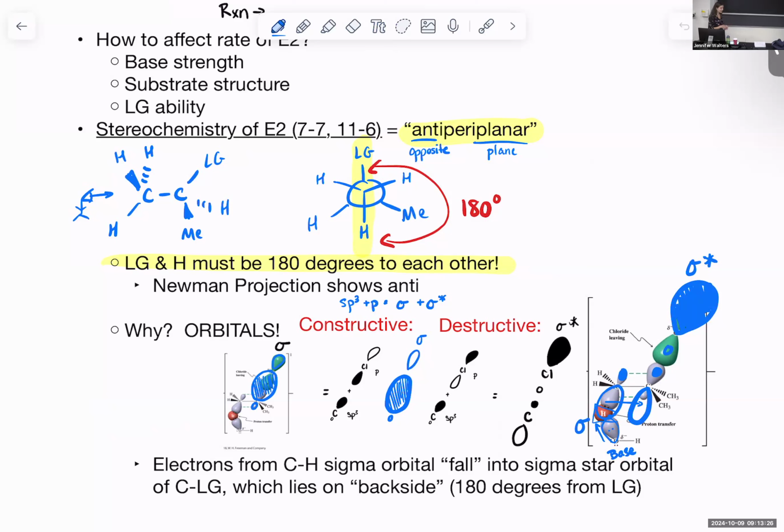The reason why was because of orbitals. Just like with our SN2 reaction, you need to have access to that sigma star. Where you access that sigma star is on the back side of where the leaving group is located, on the opposite side. So that's where our hydrogen is parallel on the back side. That's why we need to have that anti-periplanar alignment, because that's where we access the orbital to break the bond.